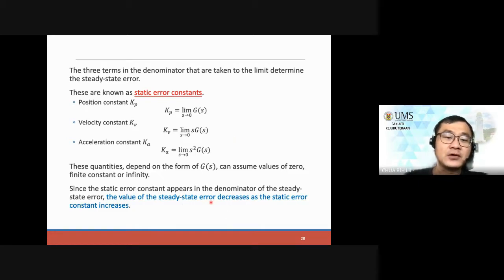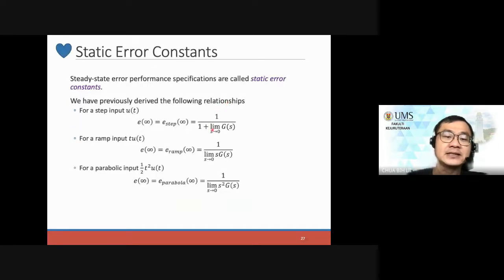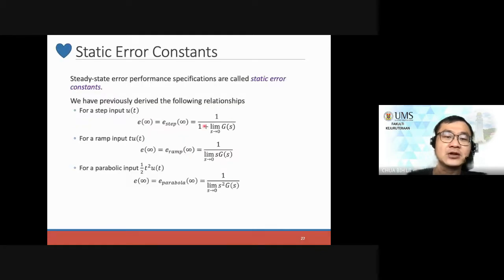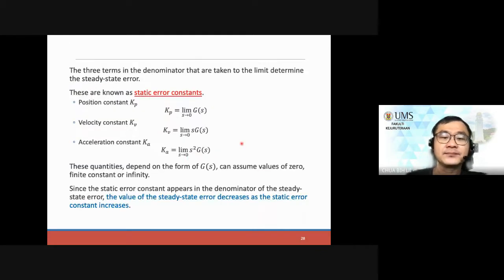When the value of the steady state error decreases, therefore this constant should increase, because they are located at the denominator of the static error, right? So this constant is referring to the values at the denominator, right? So they have an inversely proportional relationship.